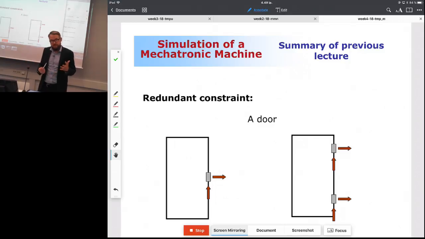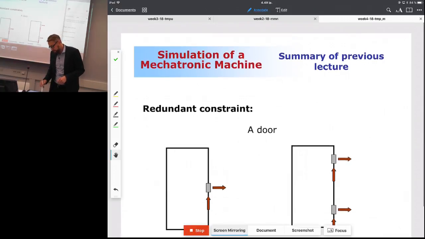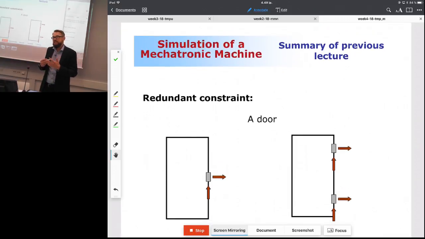They instead make the interpretation of reaction forces coming from the constraints very difficult. So that's why we wanted to avoid the redundant constraints.